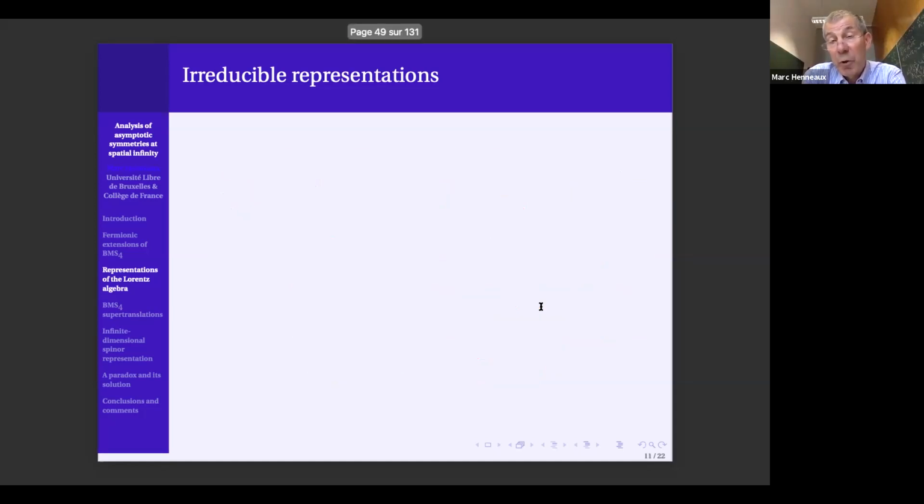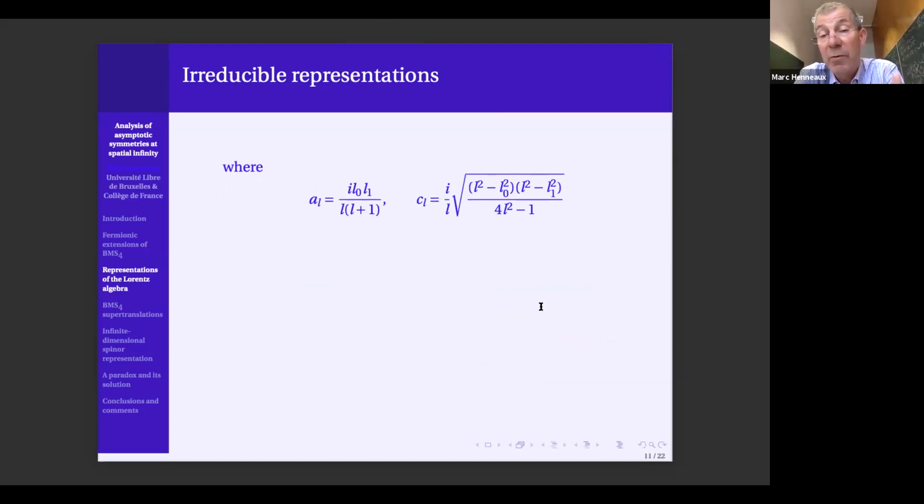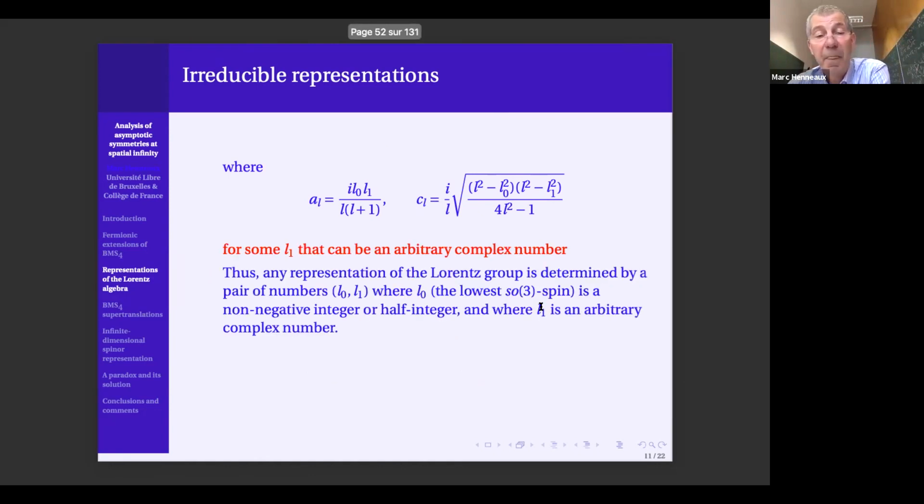Well, they showed that they depend on some other parameter L1. So they depend on L0, the minimum value of the SO3 spin, but then there is another parameter which appears, which is free, which characterizes the irreducible representation, which is L1. And L1 can be an arbitrary complex number. And so an irreducible representation of the Lorentz group is completely determined by a pair of numbers L0 and L1, where L0 has a clear meaning, and L1 is an arbitrary complex number.